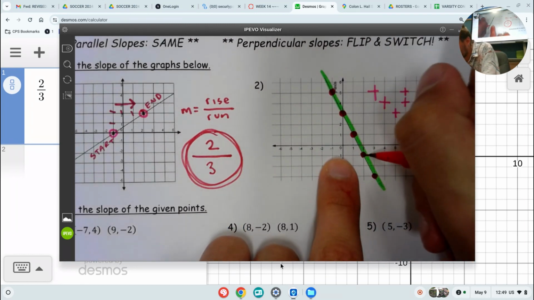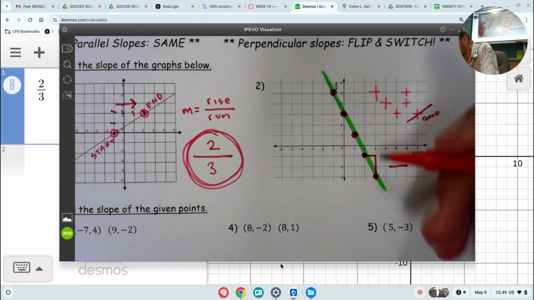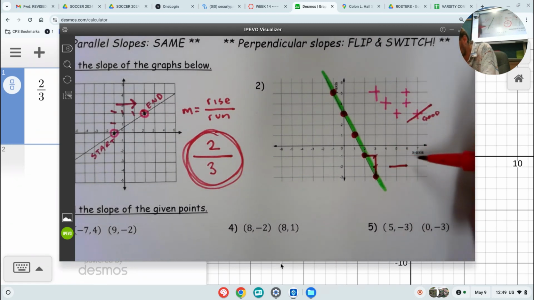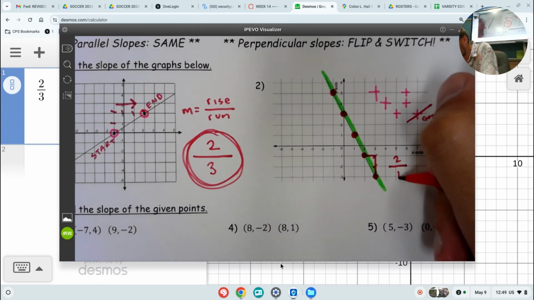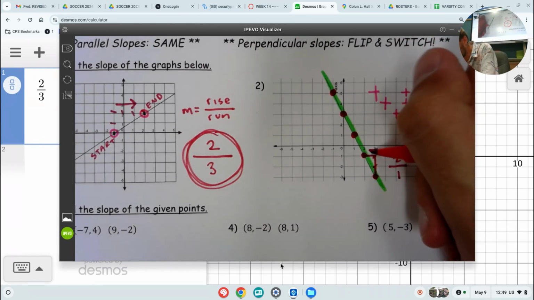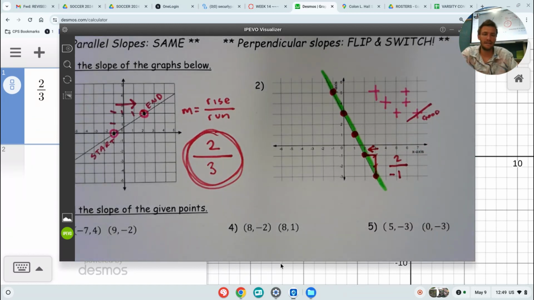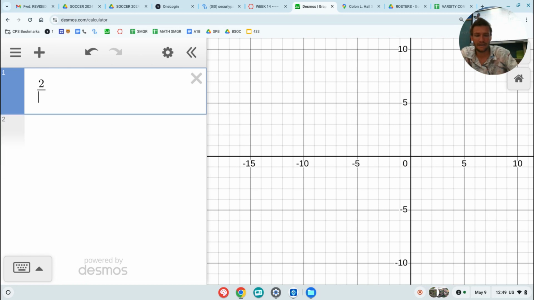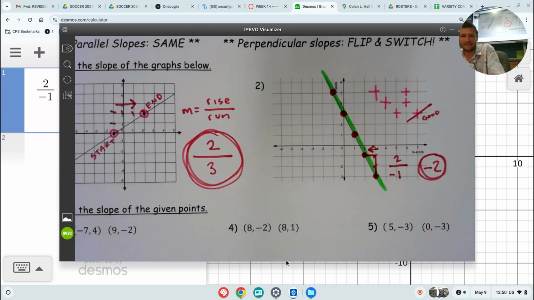So let's do this little one down here in the corner. And if you're already doing a different one, that's fine. How much do we have to go up? I'm going up 2. And how much do I have to go to the side? 1. And I heard somebody say -1 because going to the left does make it negative. And then let's use DESMOS to identify what is 2 divided by -1. -2. There's our slope. It is -2.